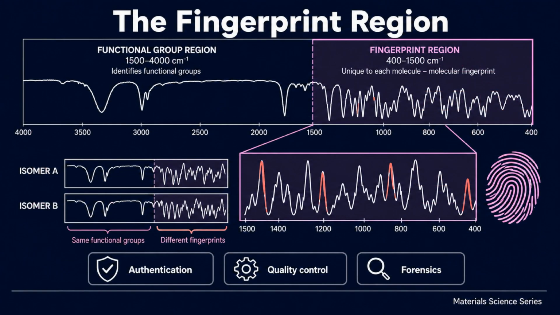The IR spectrum divides into two regions. The functional group region from 4,000 to 1,500 inverse centimeters contains characteristic peaks for identifying functional groups. The fingerprint region from 1,500 to 400 inverse centimeters shows complex patterns unique to each molecule. Even structural isomers with identical functional groups have different fingerprint patterns. This uniqueness enables molecular identification through database matching, with applications in authentication, quality control, and forensic analysis.